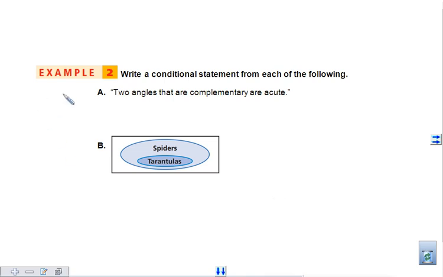So what I mean, our first example: 2 angles that are complementary are acute. What are we talking about? We're talking about angles. Angles is my noun. And we have an adjective, 2. And we have something else with it. They are complementary. So that all is going in our hypothesis. The rest of it, they're acute, is our conclusion.